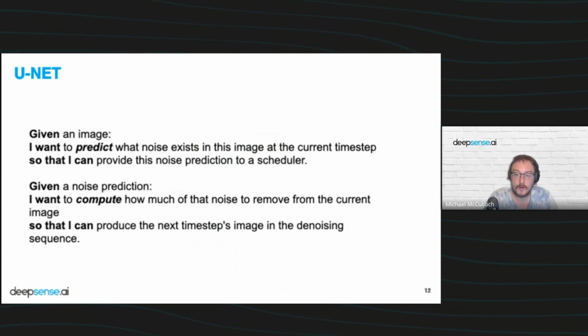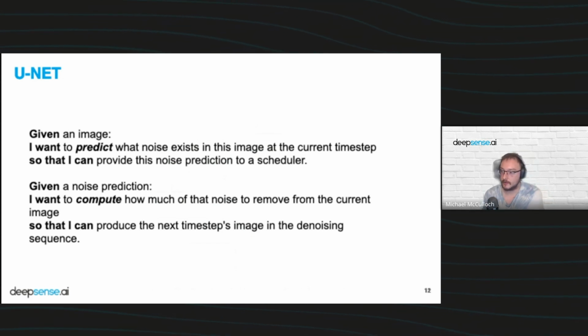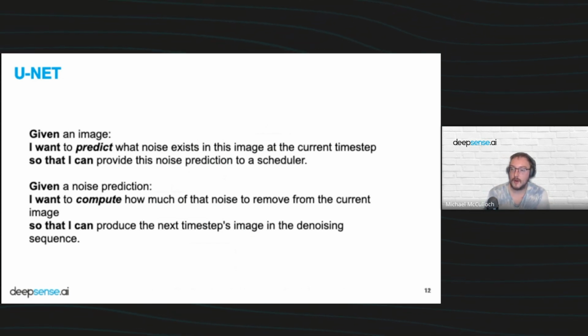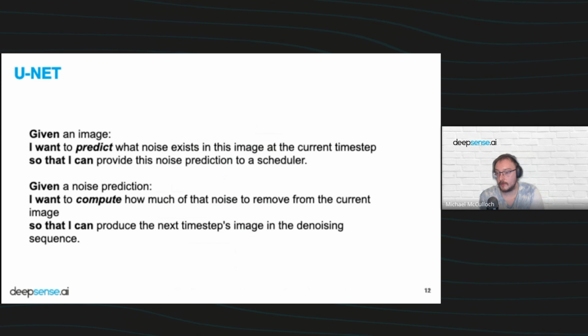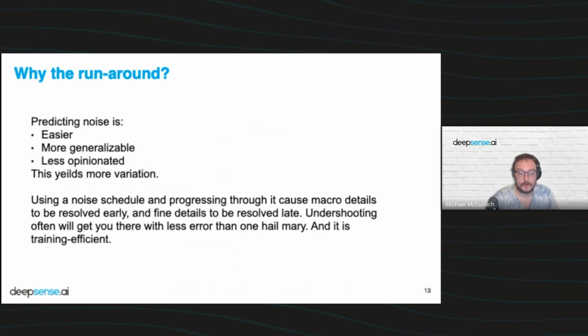So given a UNet, this is the user story for the UNet itself. Given an image, I want to predict what noise exists in this image so that I can remove the noise from this image later using a scheduler. And as a scheduler, I want to calculate how much of that noise that the model has predicted I'm going to want to remove from the image. The reason we can't just predict the image directly is because it's really, really hard to do that. We could if we had enough compute, but it's easier to predict noise.